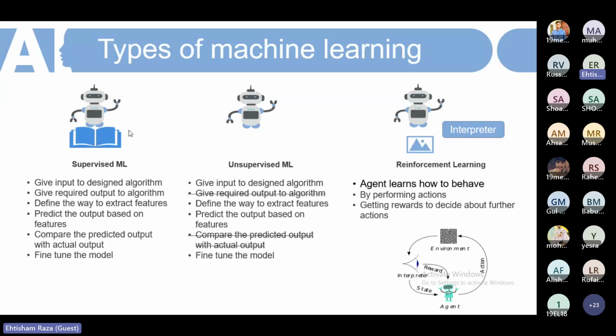If something goes bad with the agent, it gives a penalty to itself, and based on the penalty, it maintains policies. They don't create plans, they are called policies. So they update their policies. So these are the three main types of machine learning: supervised, unsupervised, and reinforcement learning.